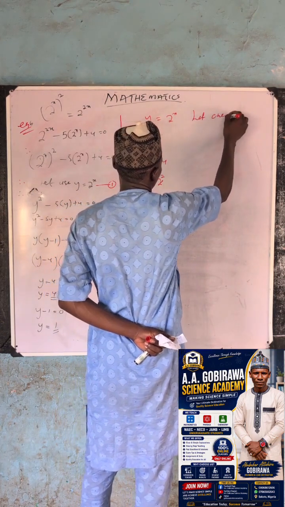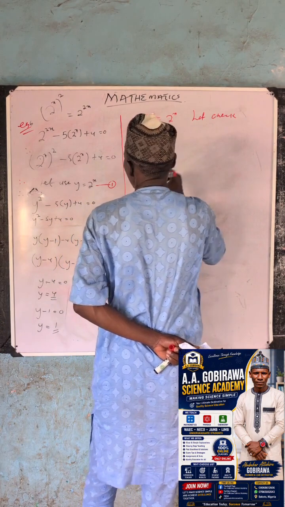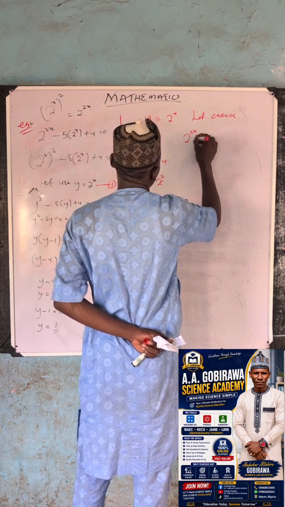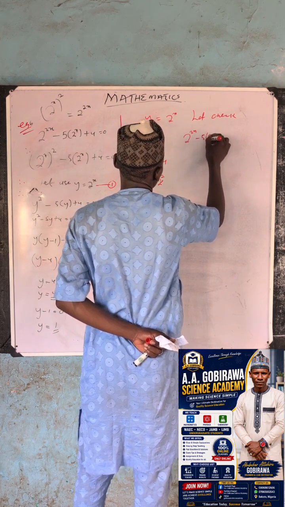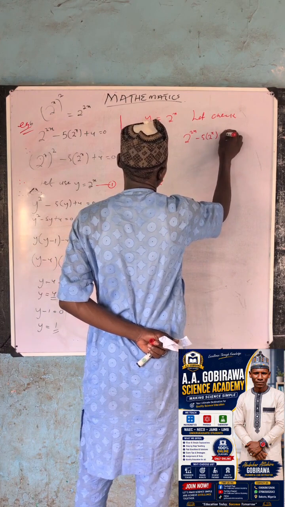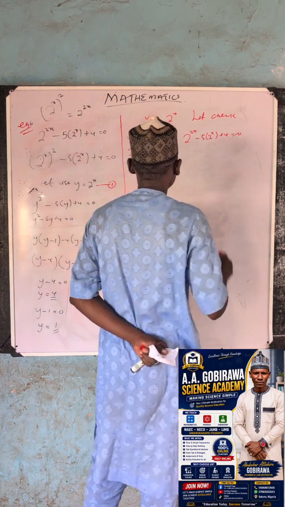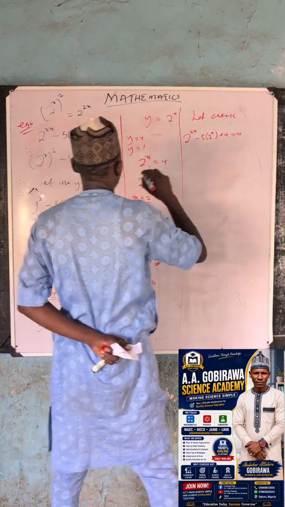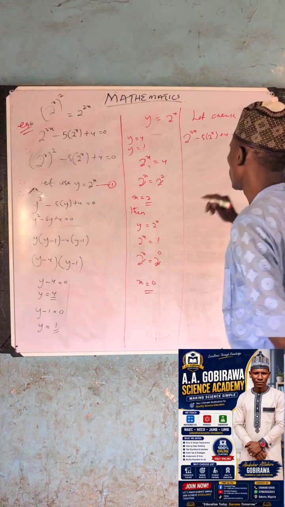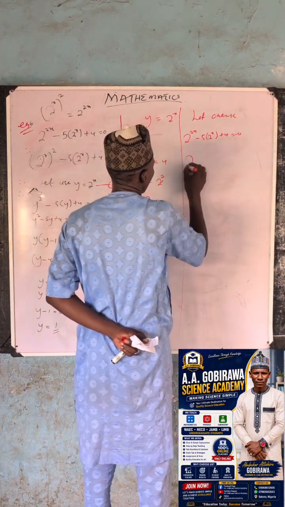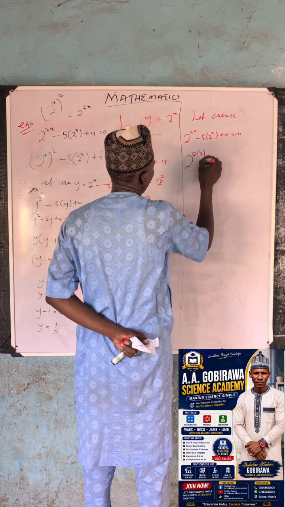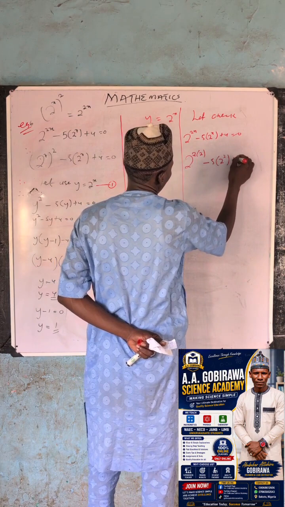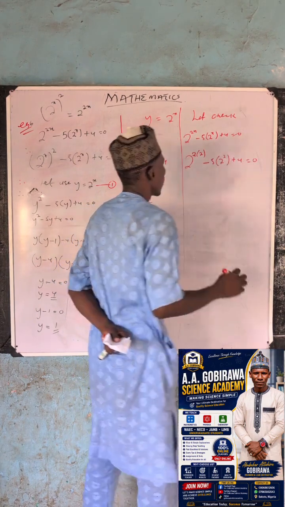To check, let us check if our answer is correct. So from the question we have 2 power 2x minus 5 into 2 power x plus 4 is equal to 0. Then let us substitute the value of x is 2, so we have 2 into 2 minus 5 into 2 square plus 4 is equal to 0.